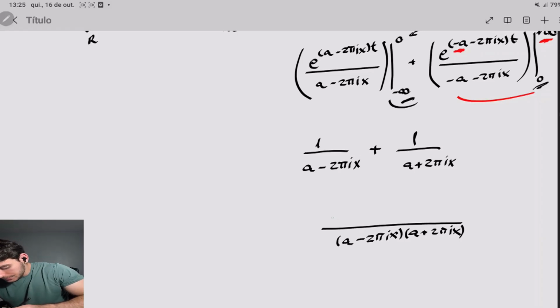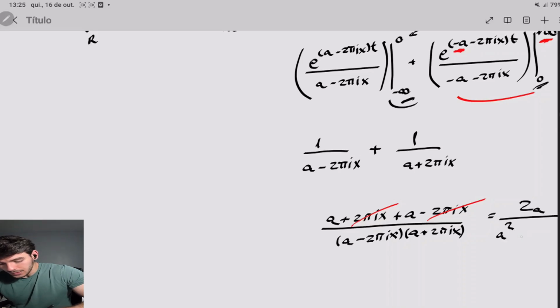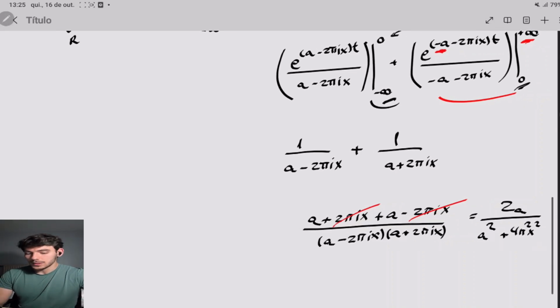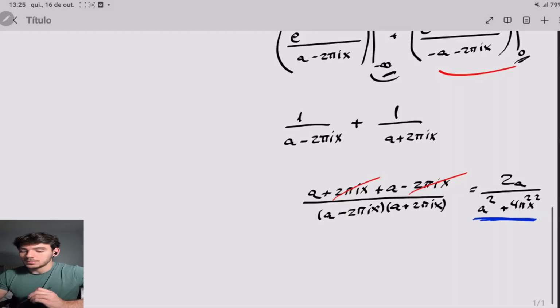Here we'll have a plus 2 pi ix plus a minus 2 pi ix. So that's basic math. Here the minus 2 pi ix will cancel out with this plus 2 pi ix. So we'll have 2a in the numerator. And here we'll have a squared plus 4 pi squared x squared. So that's our final answer. So the Fourier transform of our function h_a of x equals 2a divided by a squared plus 4 pi squared x squared.